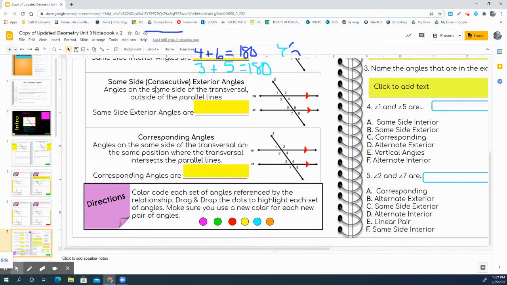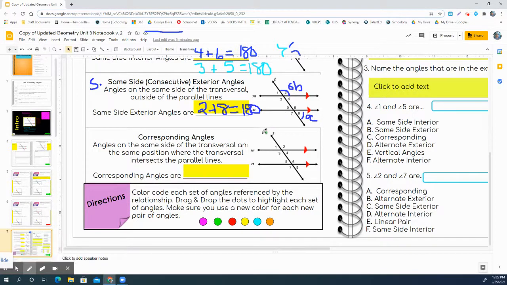Okay. How about same side consecutive exterior? What am I talking about there? 2 and 8 for sure. And are those equal to each other or equal to 180? 2 plus 8 equals 180. Because I've got one obtuse angle up here, that's bigger than 90, and one acute angle down here. Same side are always going to be supplementary. Same side supplementary, that's 180. So 2 plus 8 equals 180. And that just takes a minute.